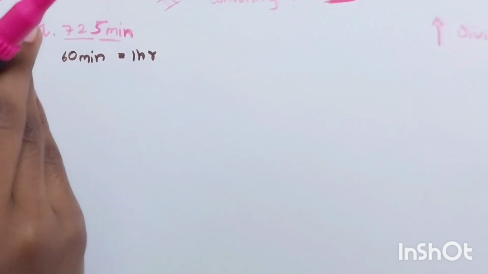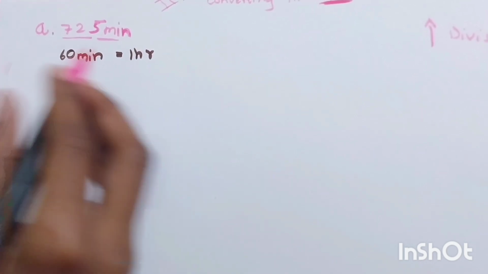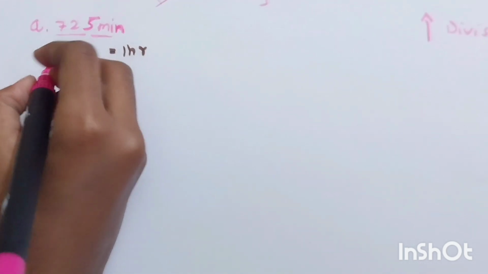So now we write the formula. The formula is 60 minutes equals hours. Now the most important thing: 60 minutes equals 1 hour. Thank you for helping, teacher. 60 minutes equals 1 hour.